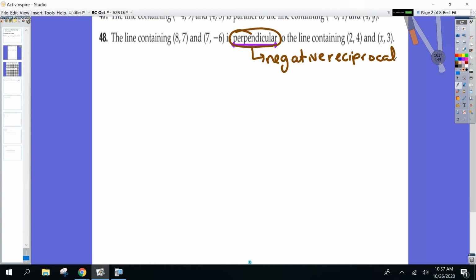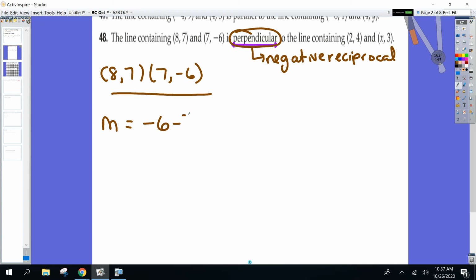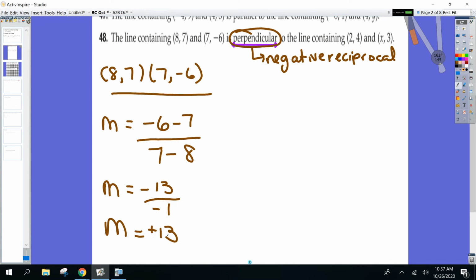So now I go to 8, 7, and 7, negative 6. Find the slope. Change in y. So everyone see I have negative 6 minus 7 as my y coordinates. Over, well, if I took negative 6 first as a y, I got to take 7 as its x, minus 8, the other x coordinate. Keep grinding. Negative 13 over negative 1. Ooh, the slope of this comes out to be positive 13.